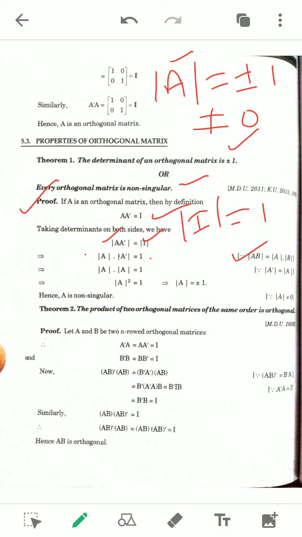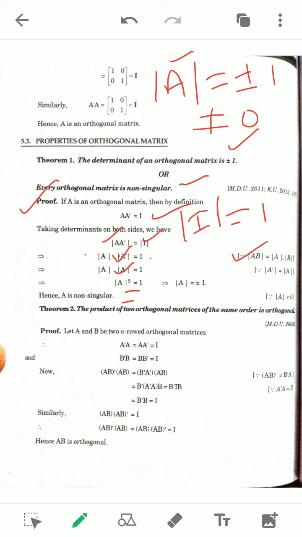That's why we get determinant A or determinant A transpose equal to 1. But again we know that determinant of A transpose equals the determinant of A. That's why we put here determinant of A dash equal to determinant of A. That's why we get determinant of A square equal to 1.